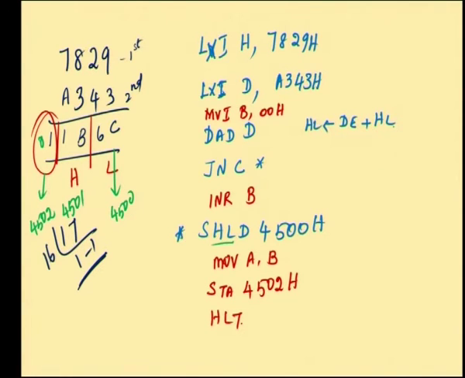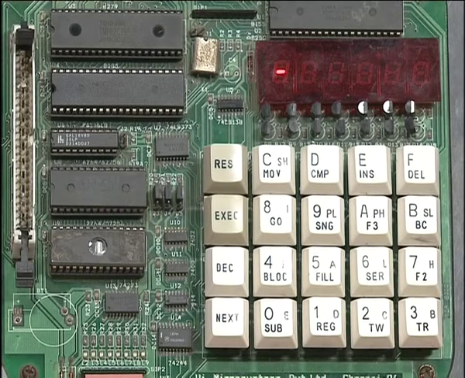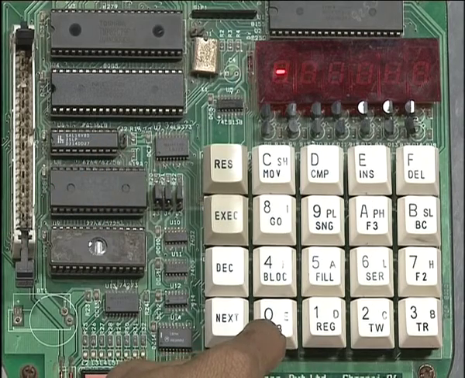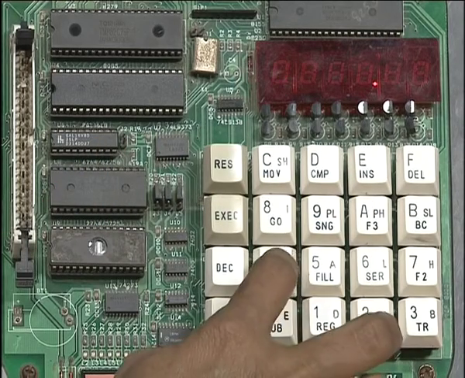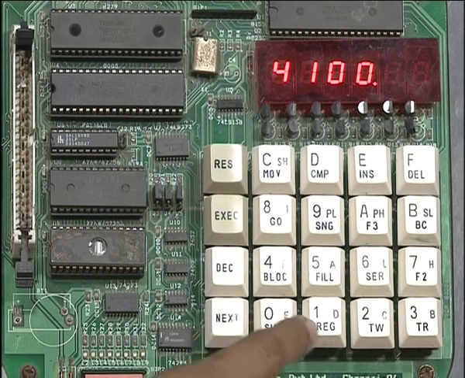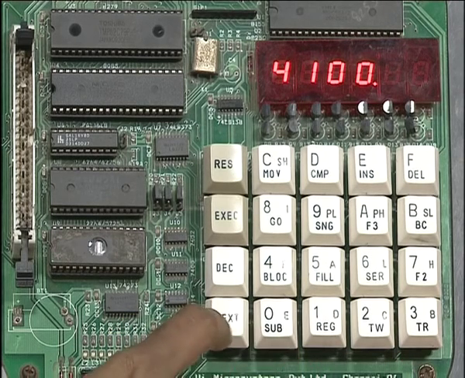Now, we will execute the same program in the kit. I think you know how to convert this program into opcode, so I will show the opcode in the kit. I will take the input 78, 29, 42, 57. I will type the program in 4100, that is 16-bit addition with the DAD instruction.